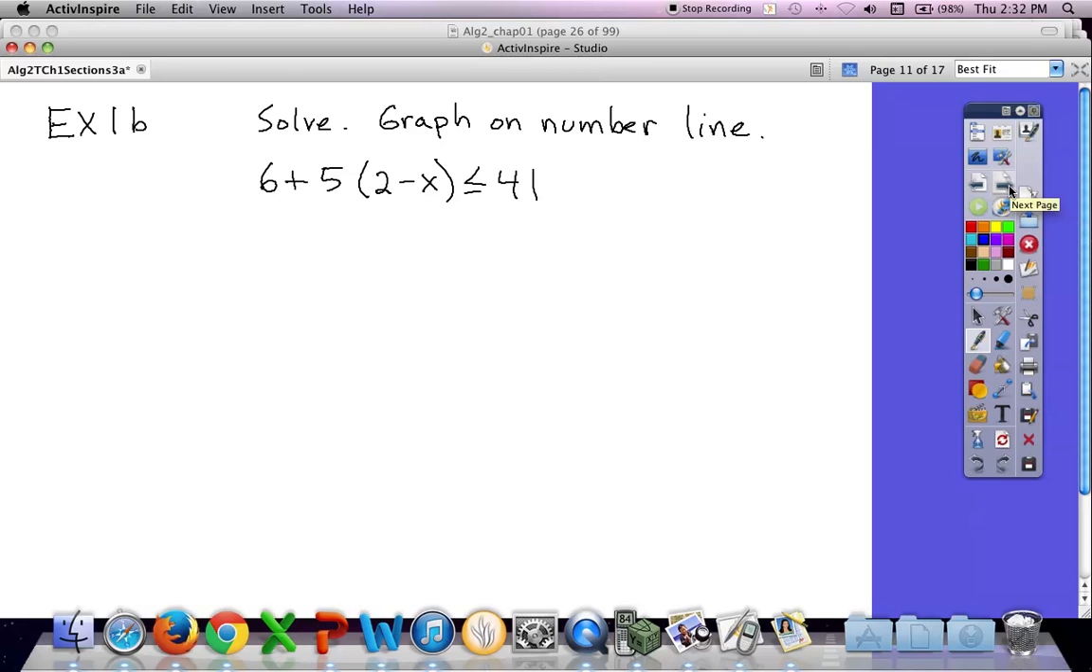Okay, so here is an inequality to solve, and then we're going to graph it on a number line. What operation should I do first, or what property do I have to apply first? Distributive, right? On the left, we need to do some simplification. 6 plus 10 minus 5x is less than or equal to 41. Right? Then what?